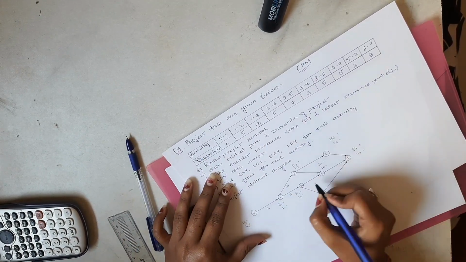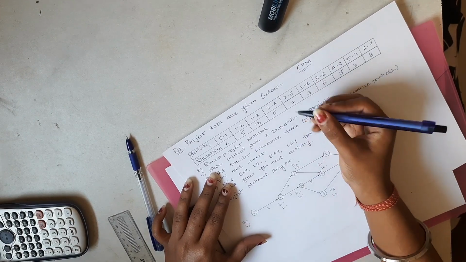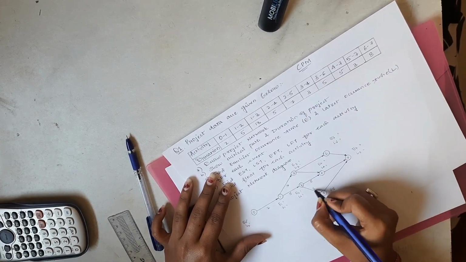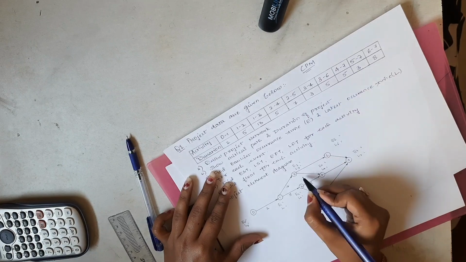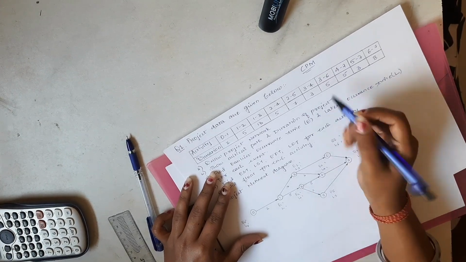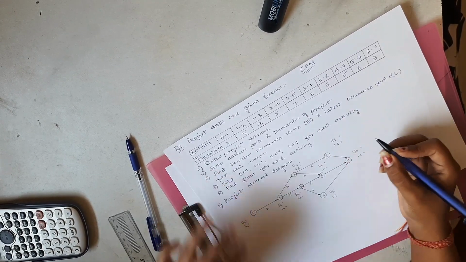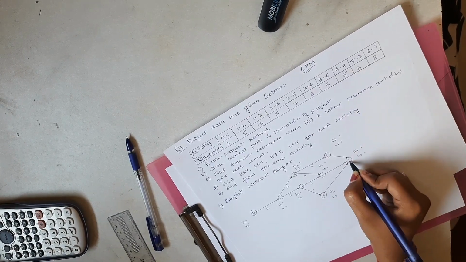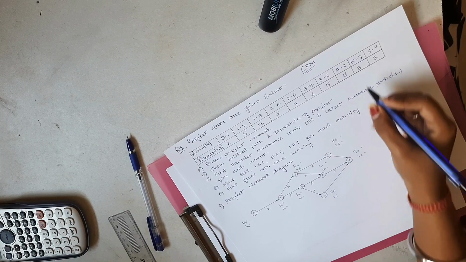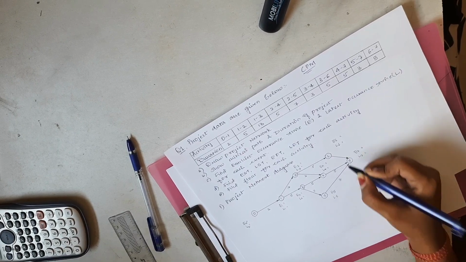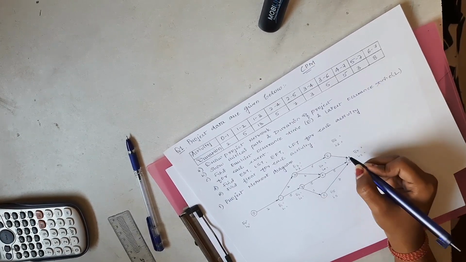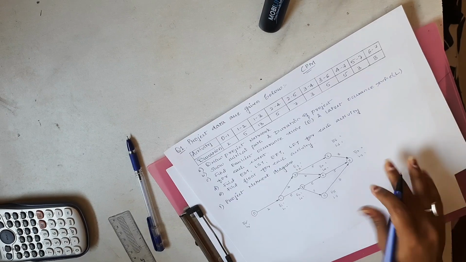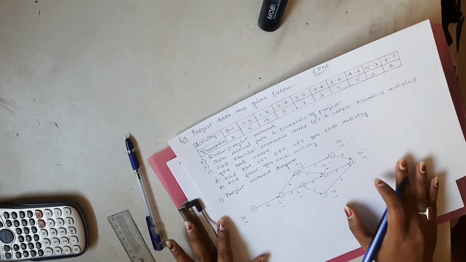Then 2 to 4, we have 5. Then 2 to 5, we have 7. Then 3 to 4 we have 3, then 3 to 6 we have 5, then 4 to 7, 5, then 5 to 7, 3, and then 6 to 7, that is 8. So now it is completed partially.